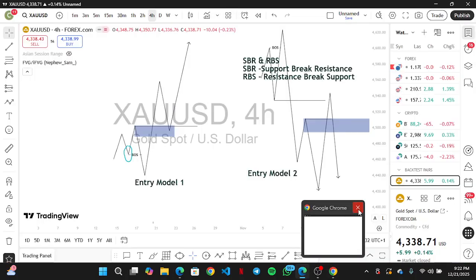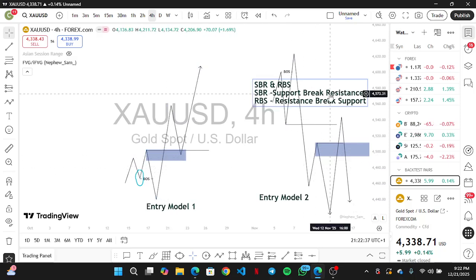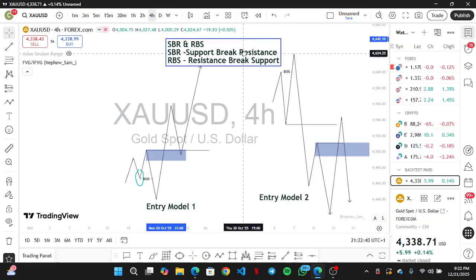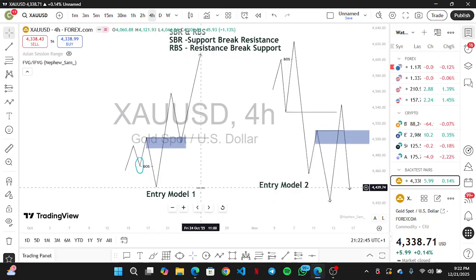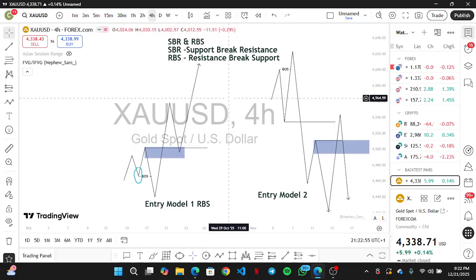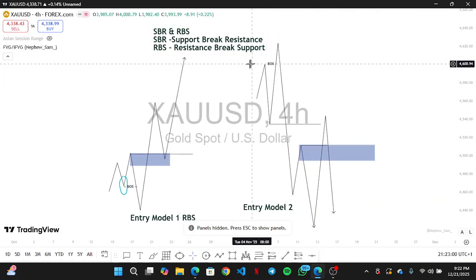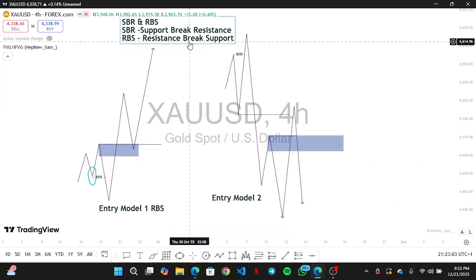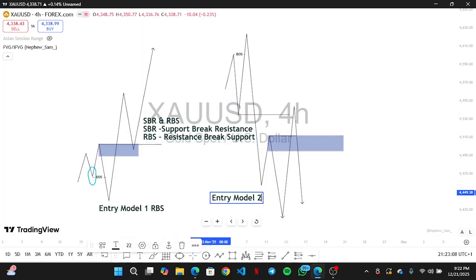Yeah. So this is entry model one, and this is entry model two. I explained earlier on. So now these two I call RBS and SBR. Entry model one, this one here, I'll call the RBS. What you're seeing up here is RBS and SBR. Let me make it full screen here. So this is entry model one, RBS, and this is entry model two, SBR.